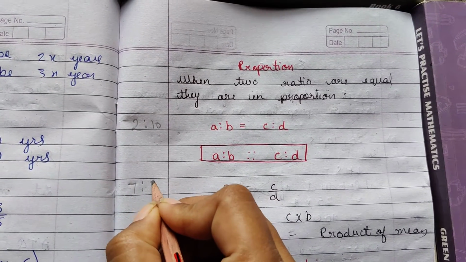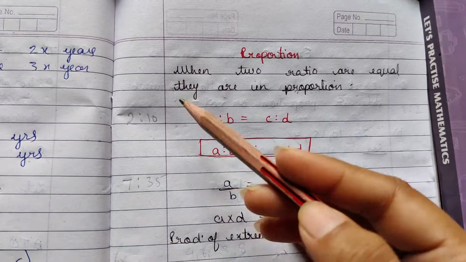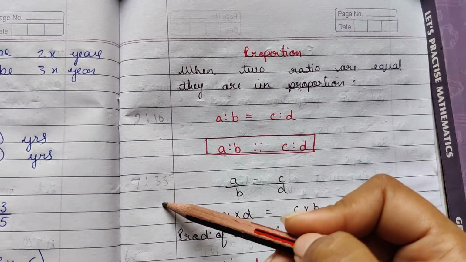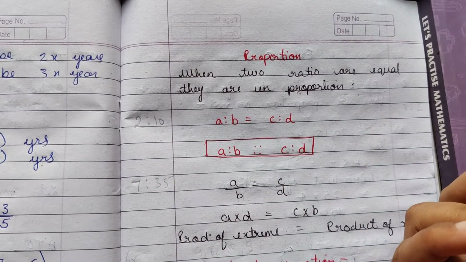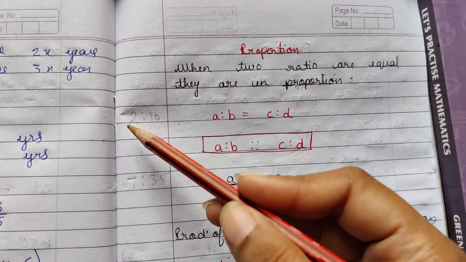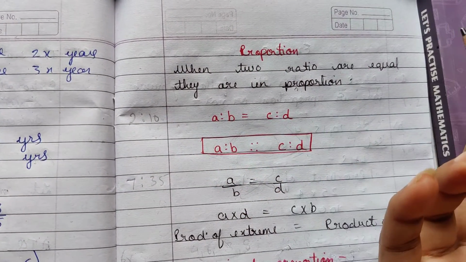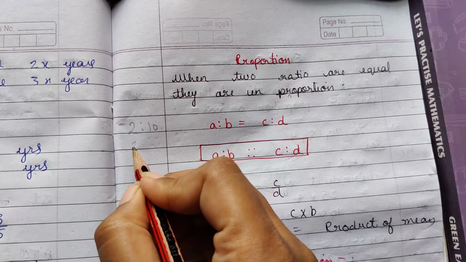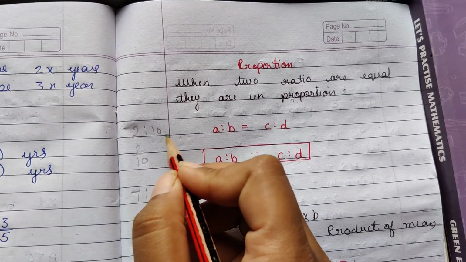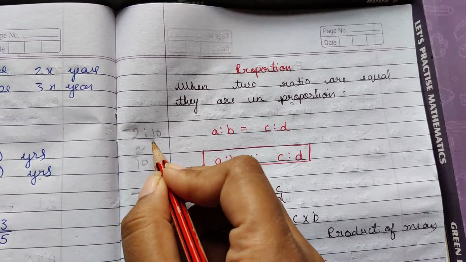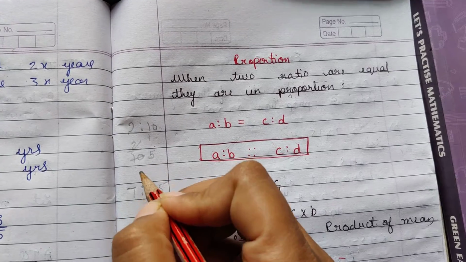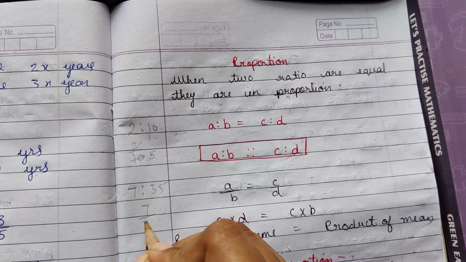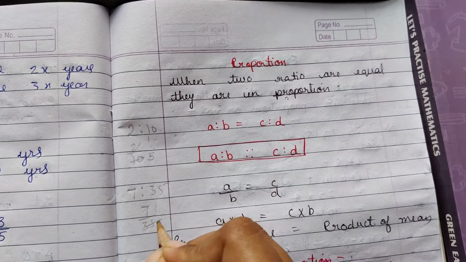7 is to 35. Now if you see both the ratios, they don't seem to be equal. The number digits are different, so they don't seem to be equal. But if we solve it, 2 is to 10 would be 2 upon 10. Solving it, 2 ones are 2, 2 fives are 10, and 7 is to 35 would be 7 upon 35. 7 ones are 7, 7 fives are 35.